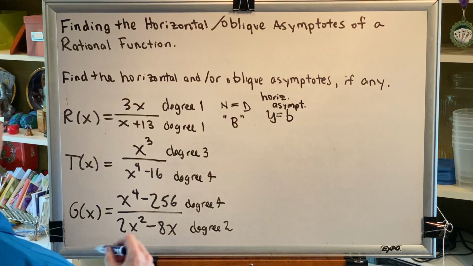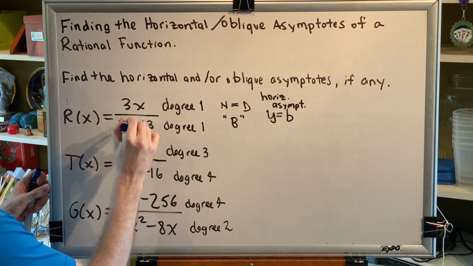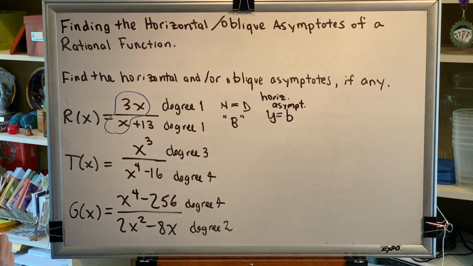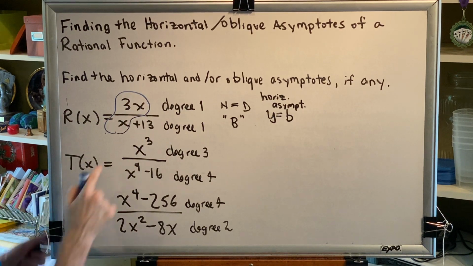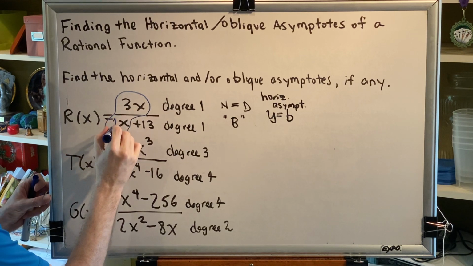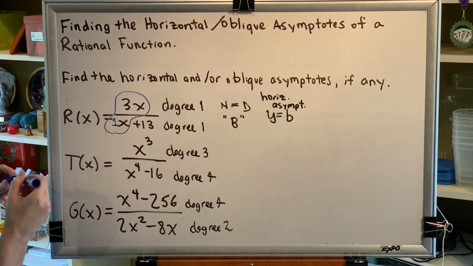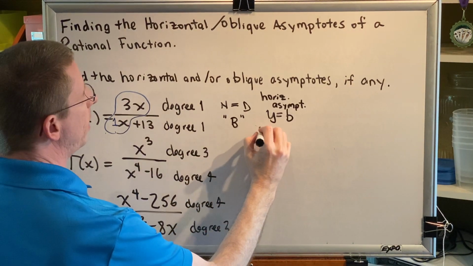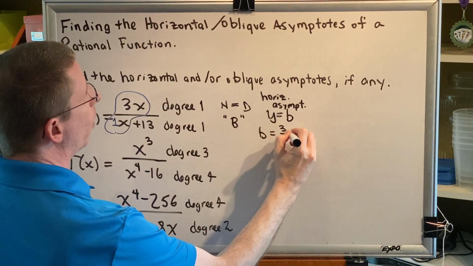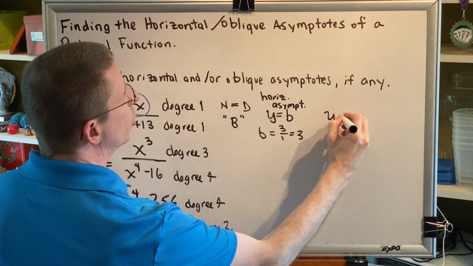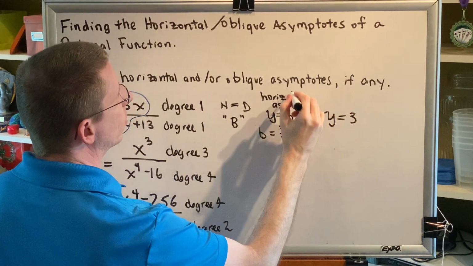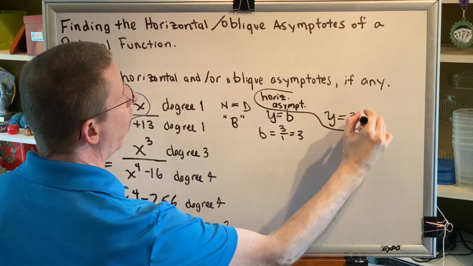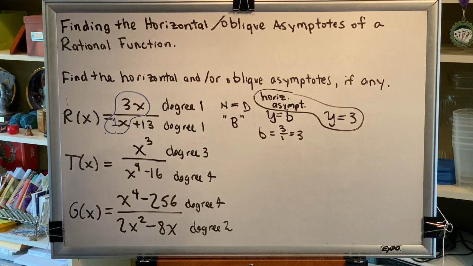So what does that mean? Well, the terms that we used to determine the degree of the polynomial have to have their coefficients divided. So this is a coefficient of 3 divided by a coefficient of 1. That tells us the value of b. b is equal to 3 divided by 1, which is 3. So we get the horizontal asymptote, y equals 3.